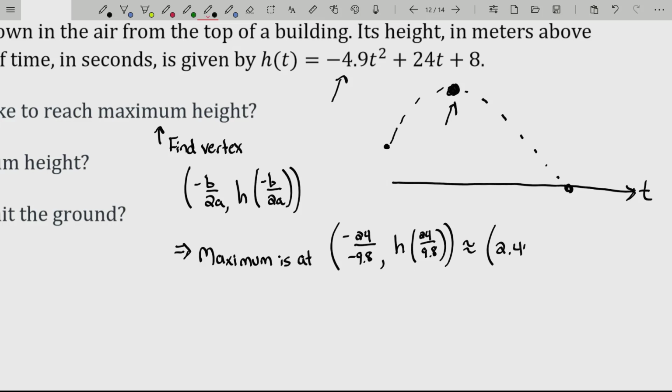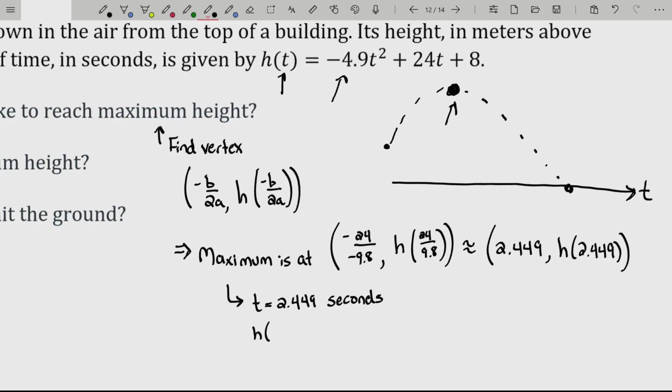It's 2.449, comma, h of 2.449. Again, roughly. Now, think about what this point stands for right now. The input for our function is time. So I know that the maximum is reached at t equals 2.449 seconds. So after basically 2 and a half seconds, we have a maximum height.